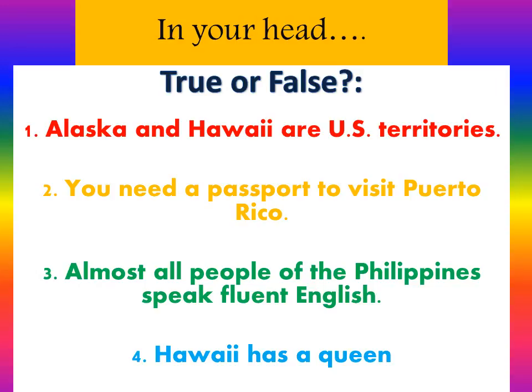Number 1, Alaska and Hawaii are U.S. territories. Drum roll. False. Now, if you are like most people that were in class on the day we did this, you put true. U.S. territory and a U.S. state are different. While Alaska and Hawaii are U.S. states, they are not territories. Our territories are Puerto Rico, Guam, U.S. Virgin Islands, American Samoan Islands. Those places that I just listed are not states.